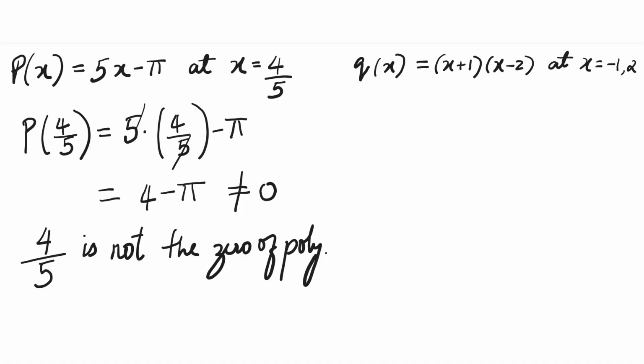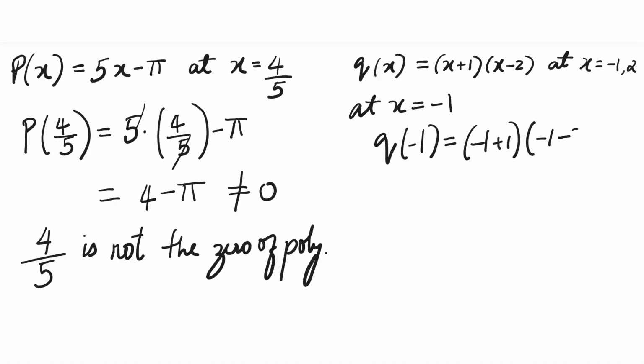Now, for the second question, they are asking if x equal to minus 1 and 2 are the zeros of the polynomial q of x. So I'm just going to take the first one. At x equal to minus 1, my q of minus 1 will be minus 1 plus 1 times minus 1 minus 2. Minus 1 plus 1 is 0, times minus 3, which is nothing but 0. So minus 1 passed the check. It gave the value of the polynomial as 0. Hence, minus 1 is a zero of the polynomial.